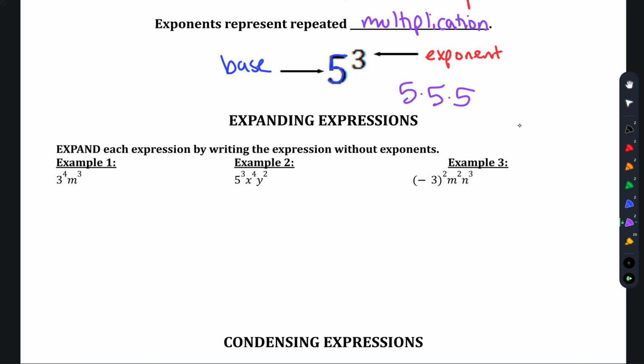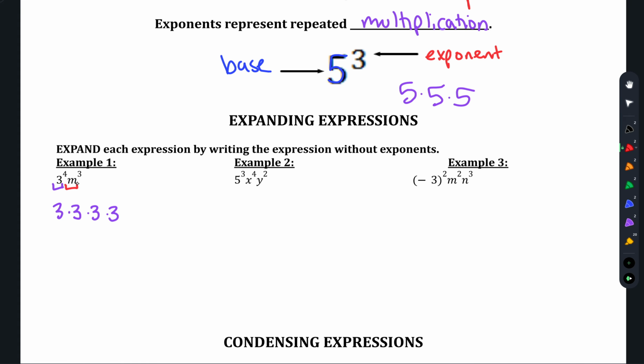The first thing that we're going to do is expand expressions. So if I'm given an expression, what does that actually mean? Well, we know that it's repeated multiplication, and the exponent tells us how many times each thing is being multiplied. So I'm going to color code this a little bit. Every single base here, which is the big numbers, is going to tell me how many times I'm going to write that. So for example, this 3, I'm going to write it 4 times. 3 times 3 times 3 times 3.